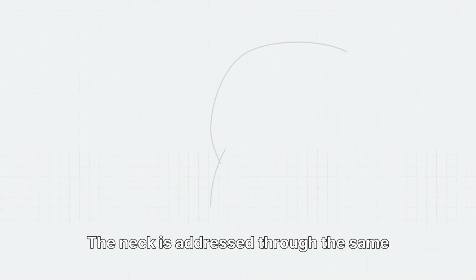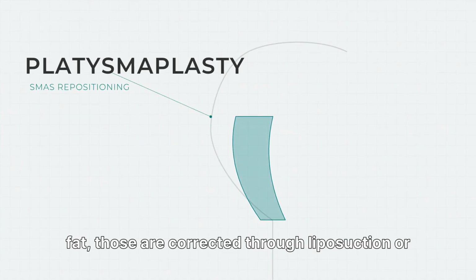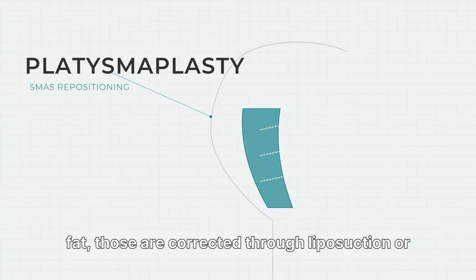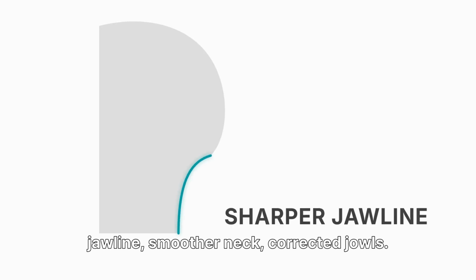The neck is addressed through the same incisions. If there are muscle bands or excess fat, those are corrected through liposuction or platysmoplasty. The results are genuinely impressive. Sharper jawline, smoother neck, corrected jowls.